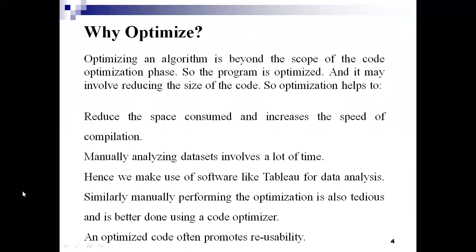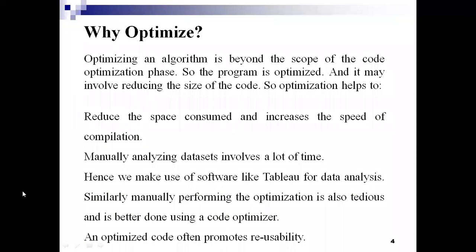So when I reduce the size of the code, how does the optimization help? If I reduce the size of the code, automatically my speed increases, my speed of the compilation increases. And the space I take for it, I can conserve the space, right? And coming to the time, when I am performing it manually, it takes a lot of time, and when I am performing it in a systematic way, it takes less time, right?